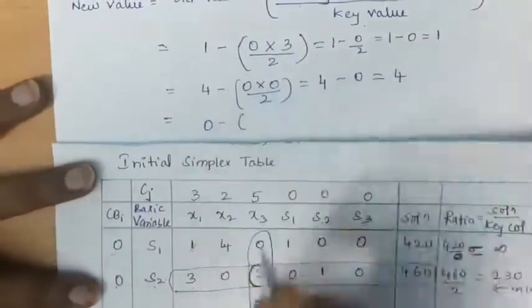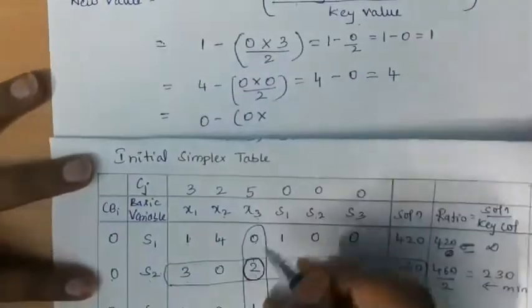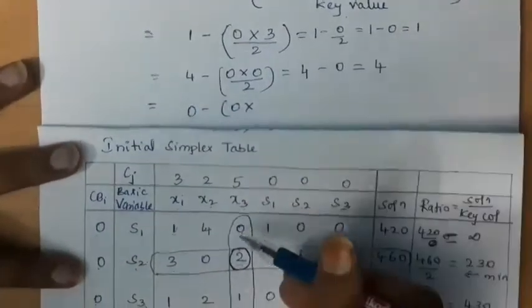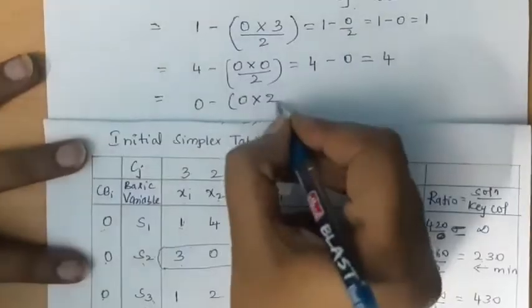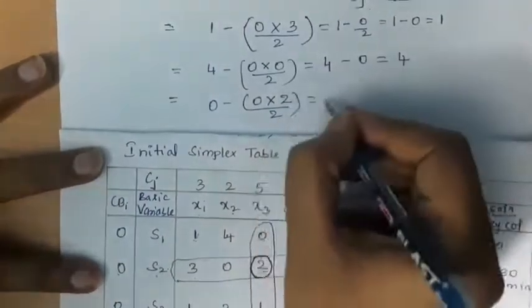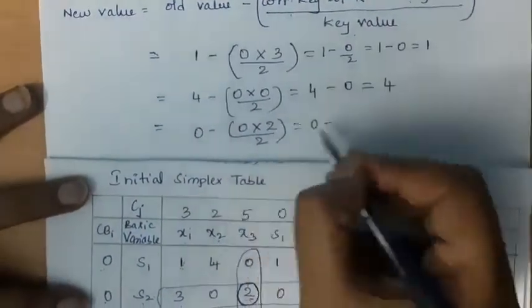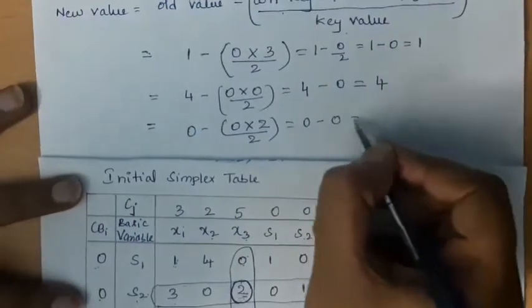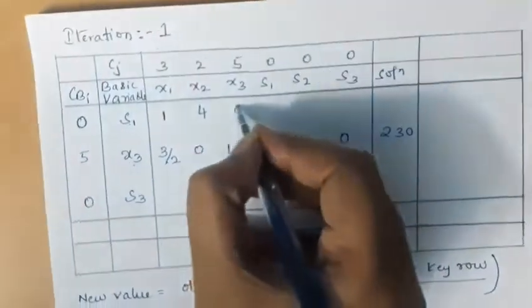0 minus corresponding key column value is 0 only. So 0 into corresponding key row value. For 0, the opposite value here in this row is 2. So 2 divided by key value is 2 only. So 0 minus 0 into anything multiplied is 0. So divided by 2 is also 0, 0 divided by 2 is 0. So we'll get 0 minus 0, 0. So write down here 0.